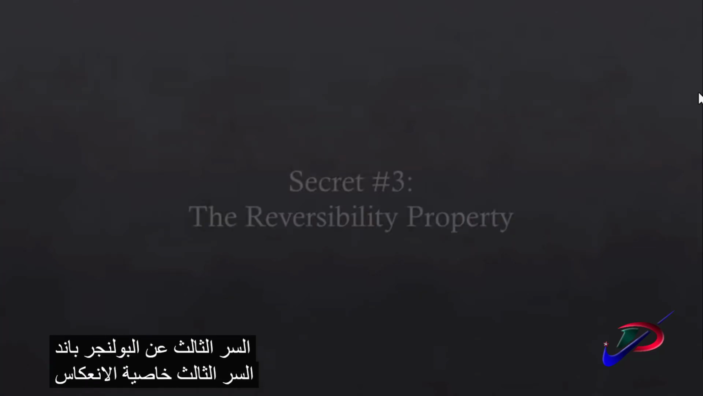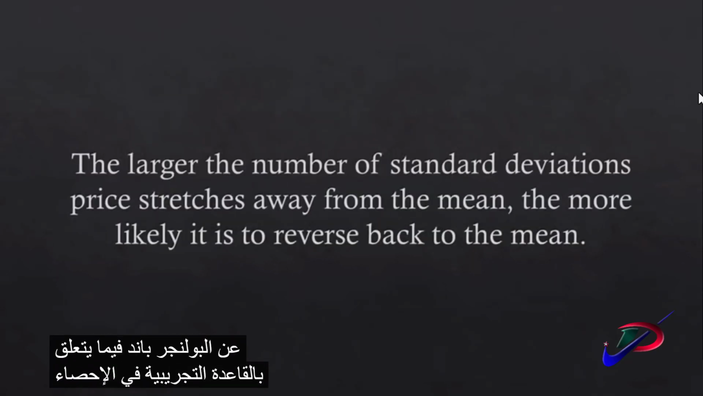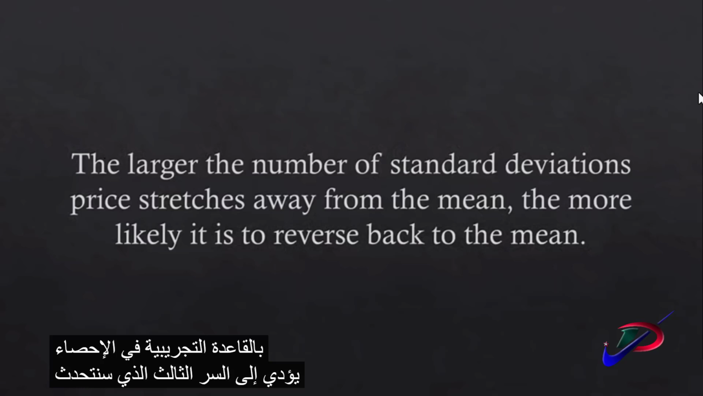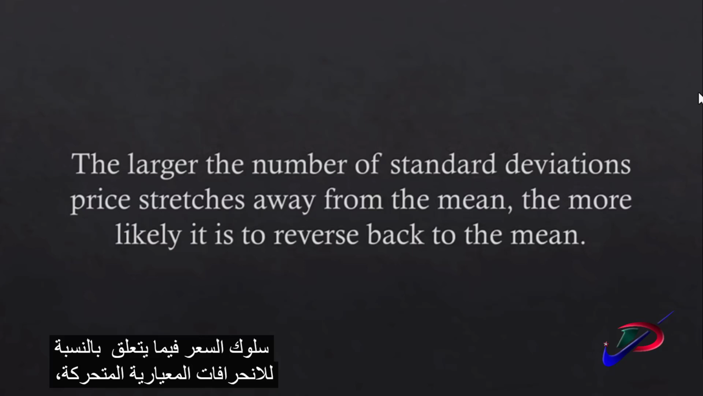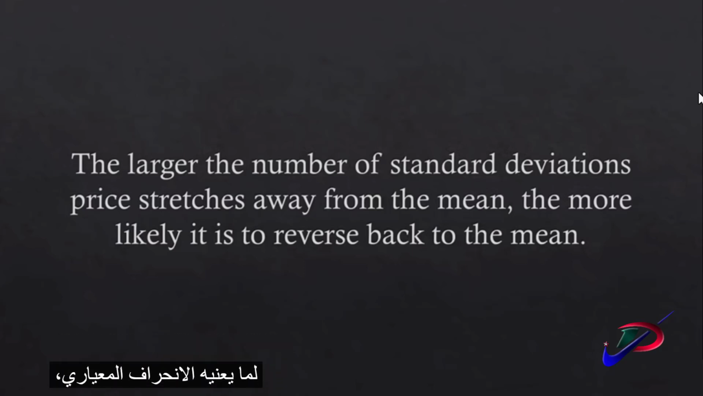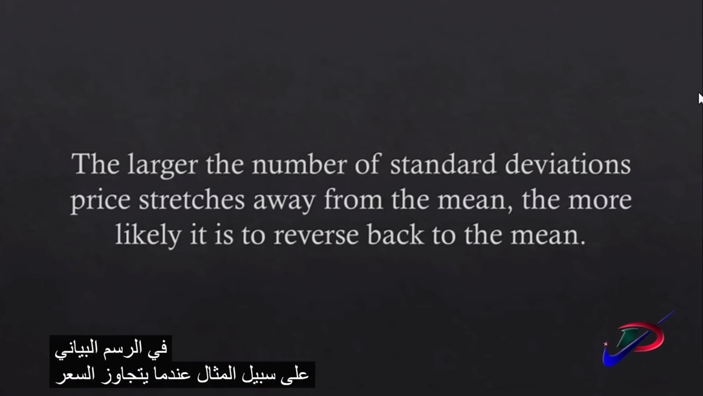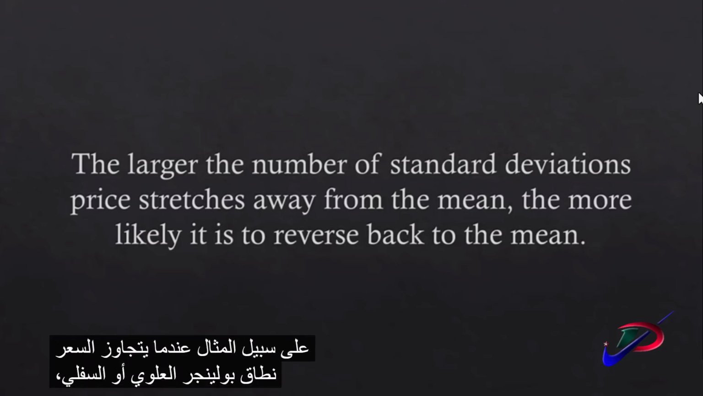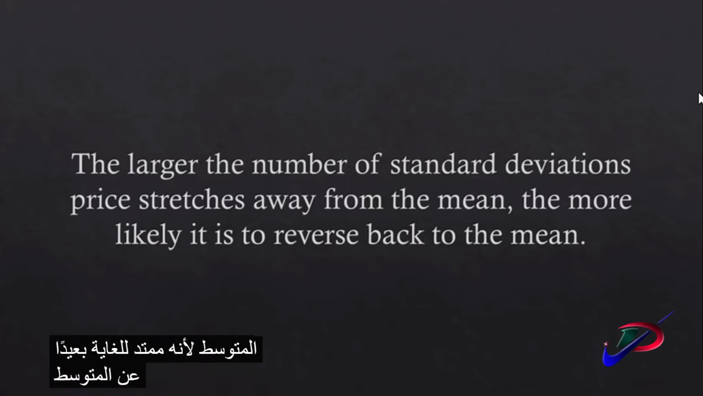Secret number 3, the reversibility property. What we learned in the second secret about Bollinger Bands regarding the empirical rule in statistics gives rise to the third secret we're going to talk about, which is the behavior of price in relation to the moving standard deviations. We already talked about the rough intuition of what standard deviation means. The reversibility of price is how likely price is to reverse at a certain point in the chart. For example, when price surpasses the upper or lower Bollinger Band, it has a chance of reversing back to the mean because it is too stretched away from the mean.